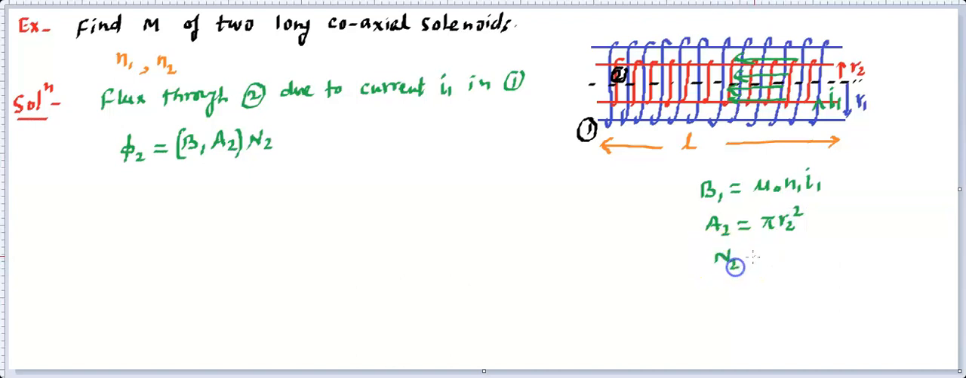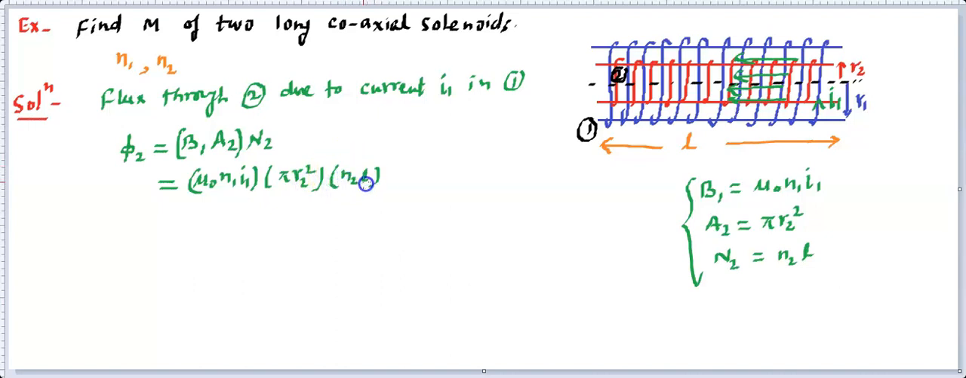How many turns are there in the second? You can write it as N2 into L, because N2 is the number of turns per unit length and L is the total length, so this gives us the total number of turns in the second solenoid. You can put these values back. Once you put all these values, it's going to be mu naught N1 I1, into the area pi R2 square, and then small N2 into L. If you rearrange this, you get mu naught pi R2 square N1 N2 L. These are all properties of this arrangement, into I1.